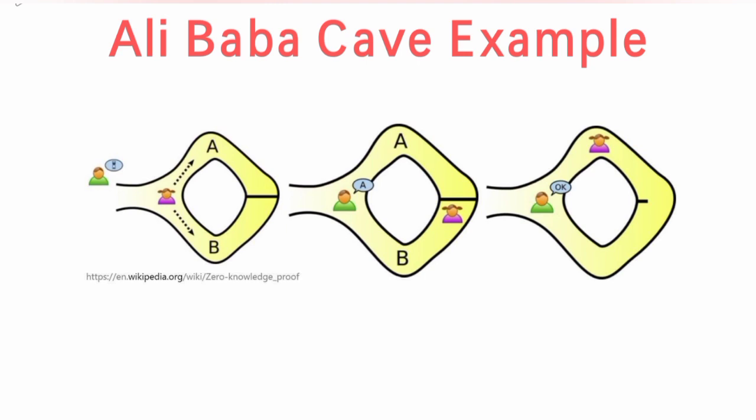So here we will see the process that Peggy and Victor repeat. First of all, Peggy will enter the cave. Peggy takes a random path, either A or B. Victor enters the cave and shouts the name of a random path. Peggy returns using the path Victor shouted. In case she doesn't know the secret word and got unlucky, she returns the same way she came in. This process will repeat until Victor is confident that Peggy is going the right way.